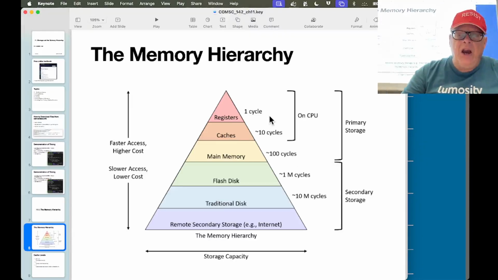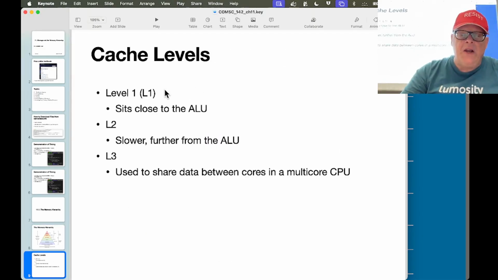So, the memory hierarchy, the fastest thing is registers. There are little storage units directly on the processor itself, but you only have a few of them. The cache is bigger and a little bit slower. Main memory is a lot slower, but a lot bigger. And your flash disk and hard drive and remote storage are, of course, bigger and bigger and bigger, but slower and slower and slower. All right, so level 1 cache sits close to the arithmetic logic unit. Level 2 and level 3 are further away.